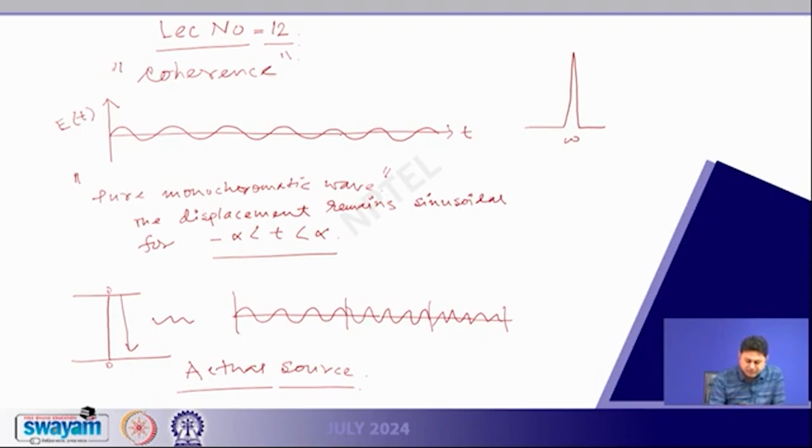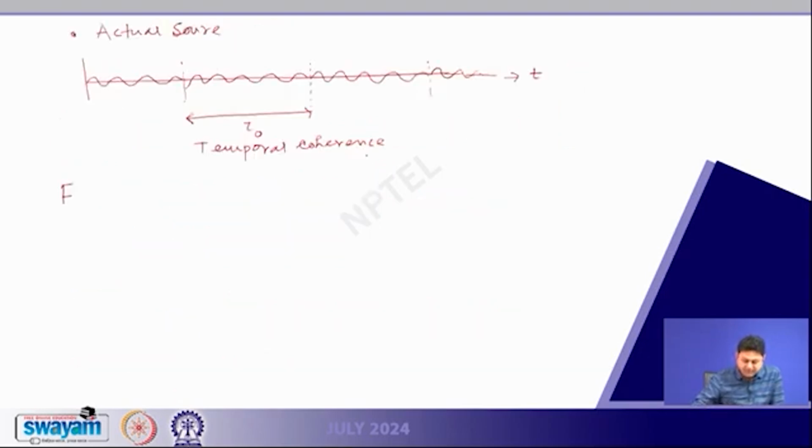In a pure monochromatic wave, what happens? We have a wave-like structure, a disturbance that is moving from plus infinity to minus infinity over time. So this is an infinite harmonic wave. But in this case, we have discrete waves having a definite phase relationship, and over this span of time we have finite harmonic waves.